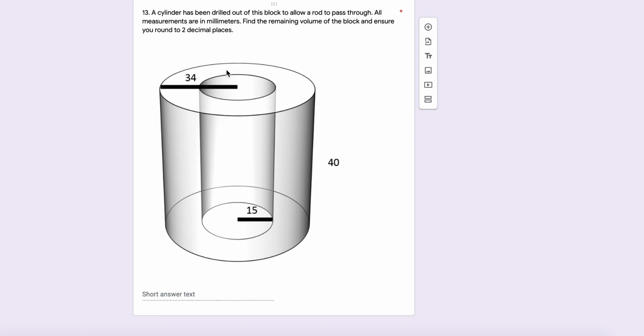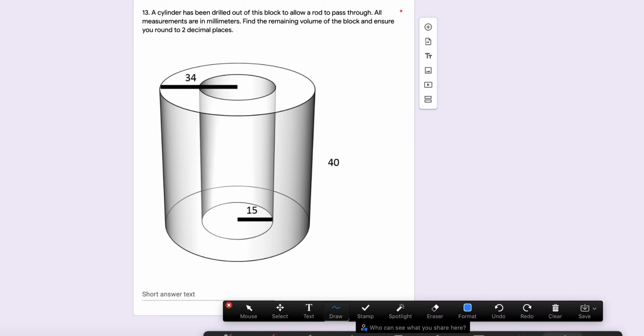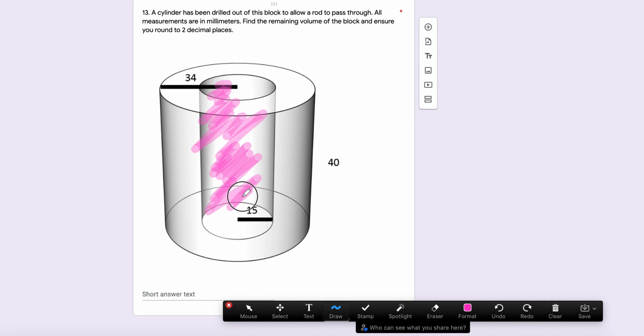So in this case here, you need to find the volume of the large cylinder and then find the volume of the small cylinder. So the small cylinder in here, we're going to find the volume of it, if you can see in the middle. And then we're going to find the volume of the large cylinder. Once you find the volume of the large cylinder, you're going to subtract the volume of the small cylinder. So your working out will look something like this. I'm going to do some working out here. Remember the formula for the volume of a cylinder is pi r squared h.